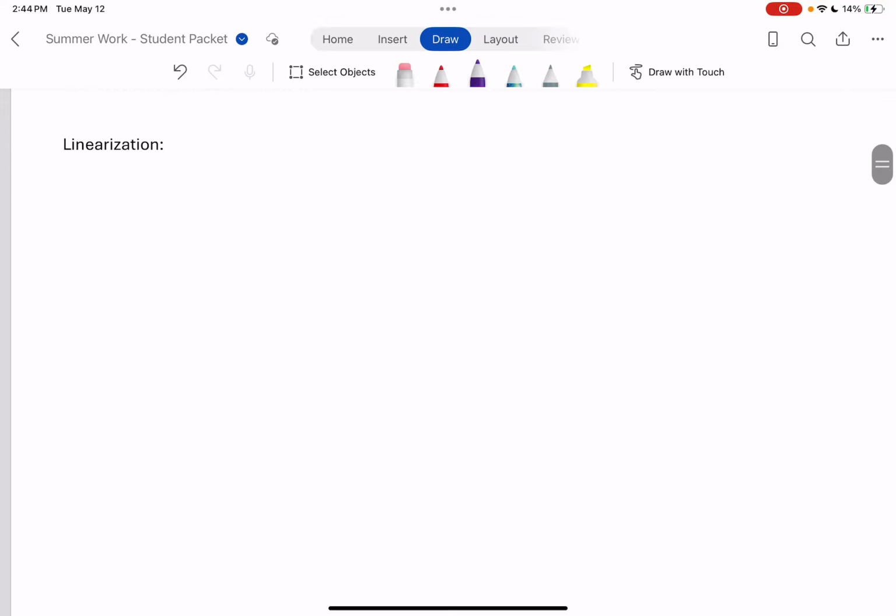Hey everyone, let's talk about linearization. So you've probably seen this in your math classes, but it pops up a lot in AP Physics. And it's really just a tool that we use to make predictions.